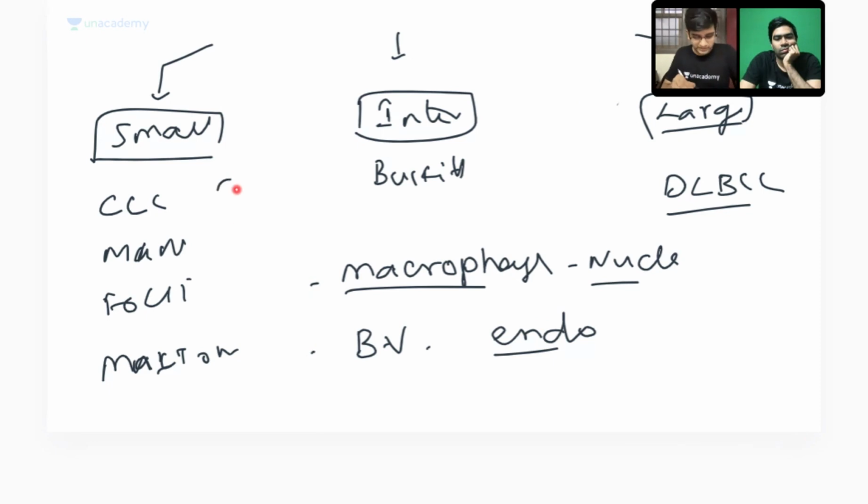So if it is something smaller than that, it will fit into small cell lymphoma. Equal to it is going to be my intermediate. If the cell is larger than that, I'm going to have a DLBCL, right? You're just going to compare with the nucleus of the macrophage or your blood vessel.